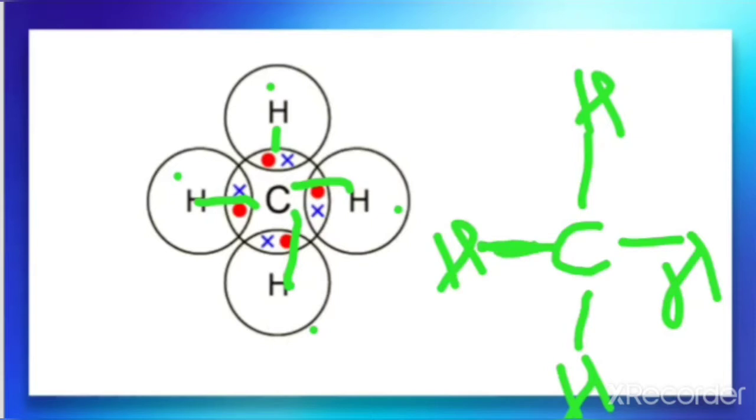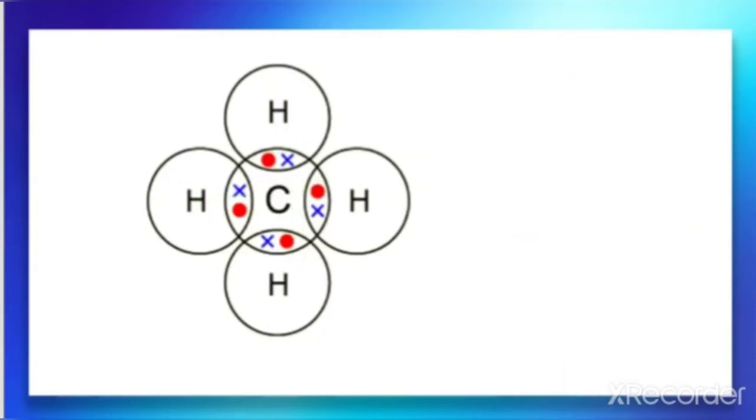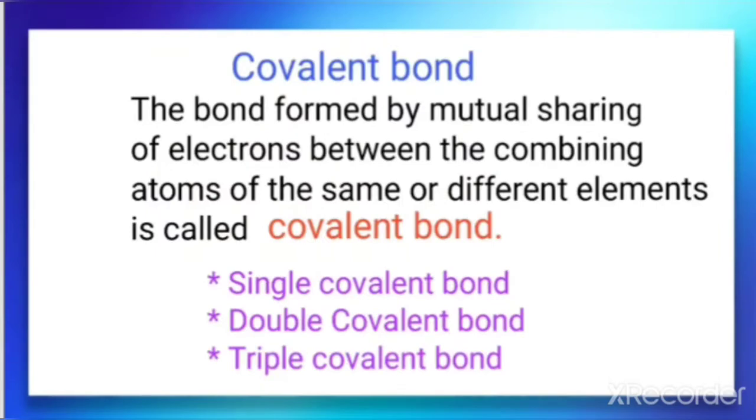Why is it single? Because a single shared pair of electrons between the 2 atoms. So the covalent bond is formed here. So what we can say is that the bond formed by the mutual sharing of electrons between the combining atoms of the same or different elements. Why is it called same? Because the covalent bond can be formed between the same atoms, just like we have discussed for the case of chlorine, nitrogen, oxygen.